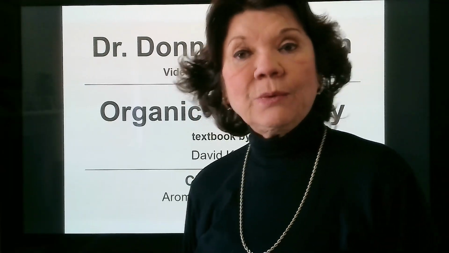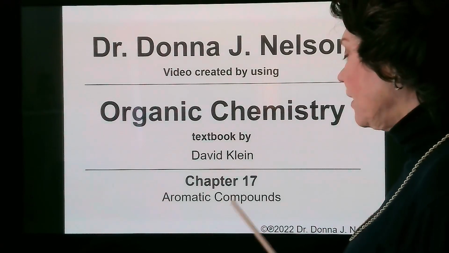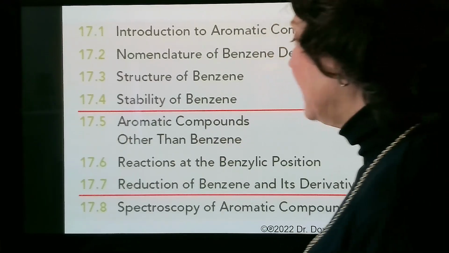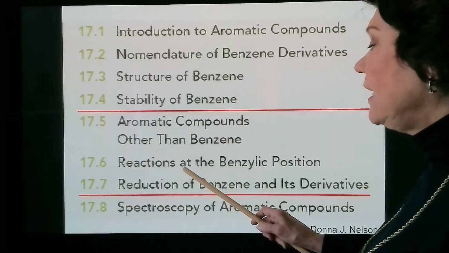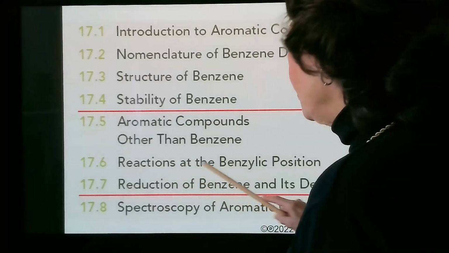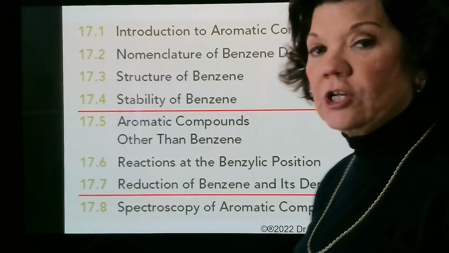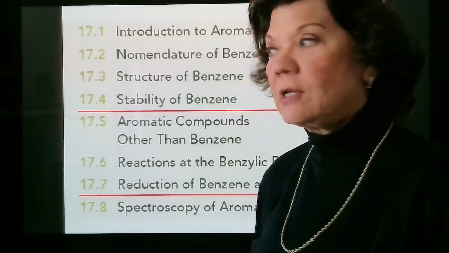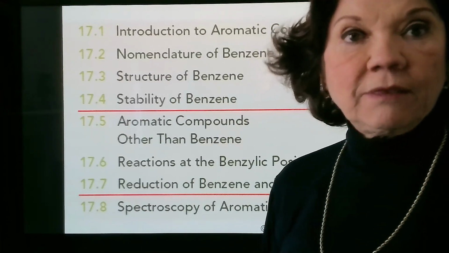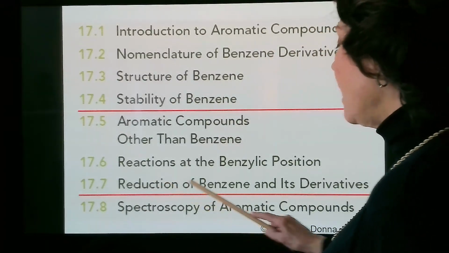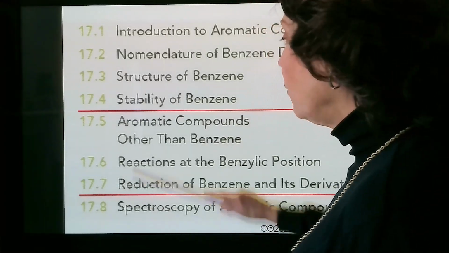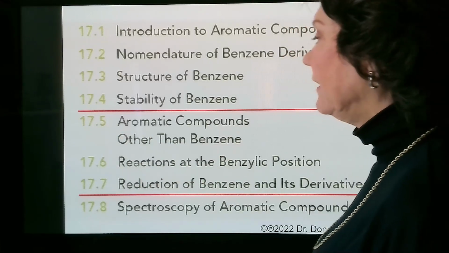Now let's continue with Chapter 17 on aromatic compounds. And we're going to look now at aromatic compounds other than benzene and some of the reactions of benzene. Reactions at the benzylic position, which is a special position because intermediates at that position can be stabilized through resonance with the benzene ring, and reduction of benzene and its derivatives. So we're going to cover sections 5, 6, and 7.